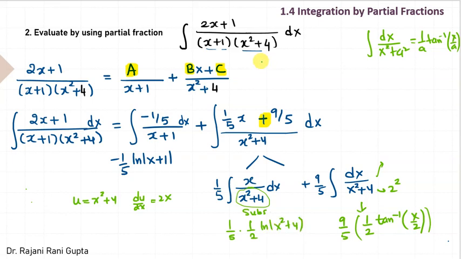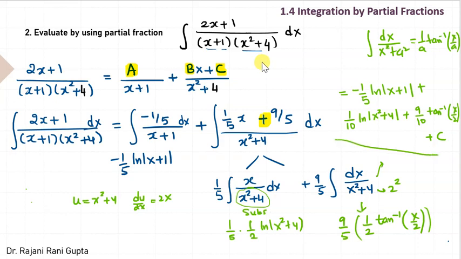So your final answer for this integral will be, I'm writing it over here, minus 1 over 5 ln of mod of x plus 1, plus, this is 5 times 2, 10, 1 over 10 ln of mod of x squared plus 4, plus 9 over 10 tan inverse of x over 2 plus c. So this will be your answer. Okay, I hope it's clear.